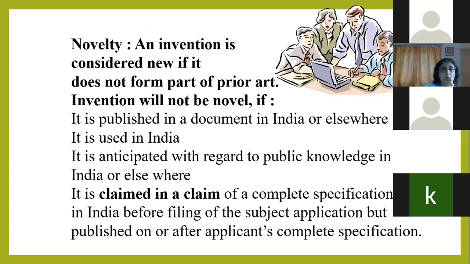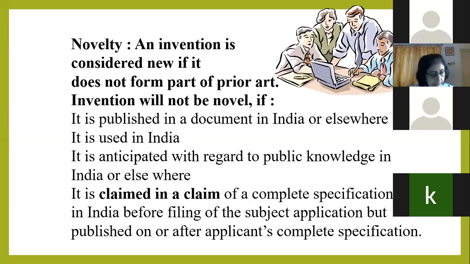Now, let us see the criteria of novelty. It says that an invention is considered new if it does not form prior art. So what is prior art? Prior art is all the documents that are available prior to you. As we were discussing, it is published in a document in India or elsewhere. It's prior used in India. Prior public knowledge could be in India or anywhere, and that knowledge could be in the form of printed material or knowledge passed down through generations. So that could be there.